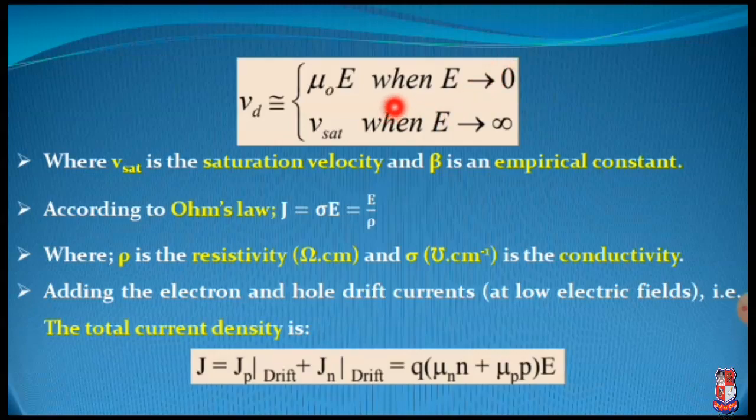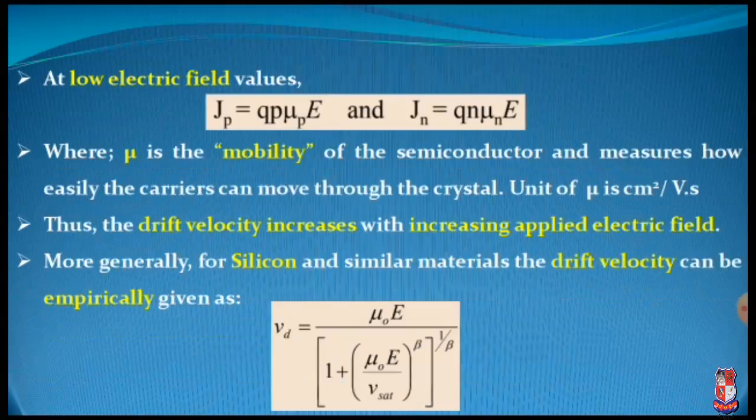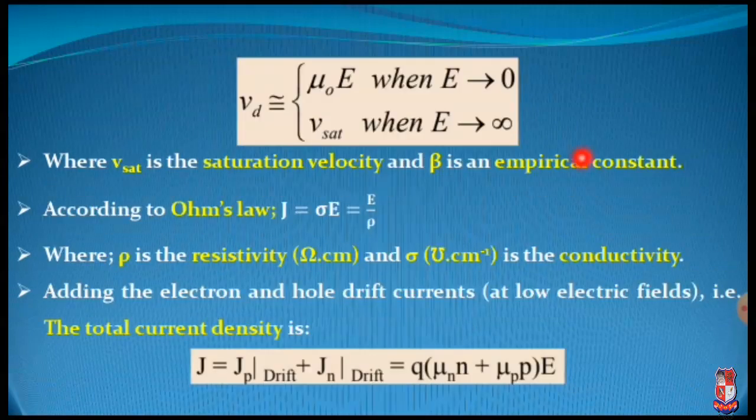Vd is equal to mu 0 into E, where mu 0 is the low-field mobility. When an extremely high electric field is applied, the drift velocity is nothing but the saturation velocity, and beta, the constant which has appeared in the earlier equation here, is nothing but the empirical constant.